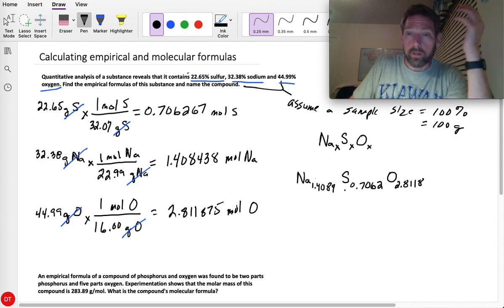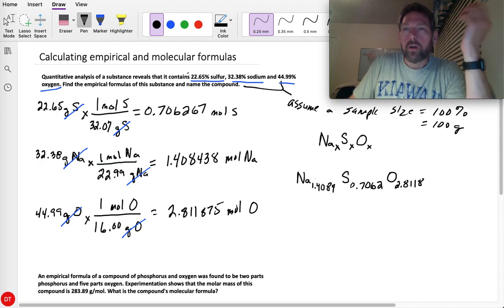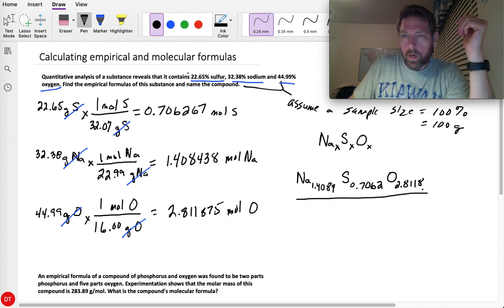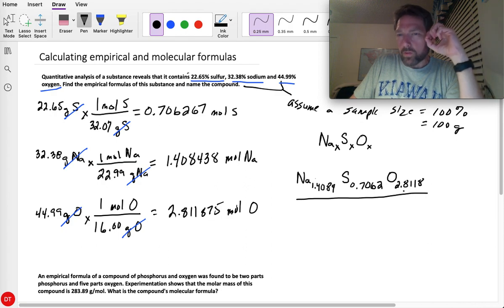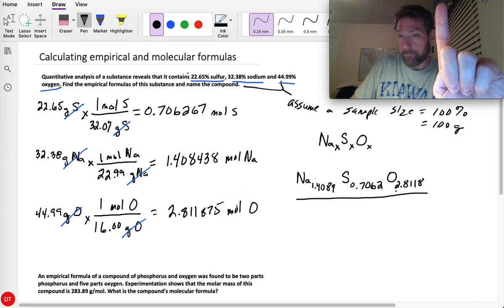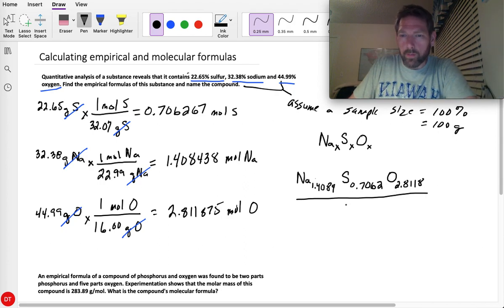All right, so you look at this and go, well, that doesn't look like anything we've ever done. So what are we going to do here? Well, let's think about this. If we were to divide each of these by the smallest value that's there, we could reduce the smallest one to a ratio of 1, right? The smallest number here is this number here. So if we divide everything by 0.7062, 0.7062 divided by 0.7062 is 1.